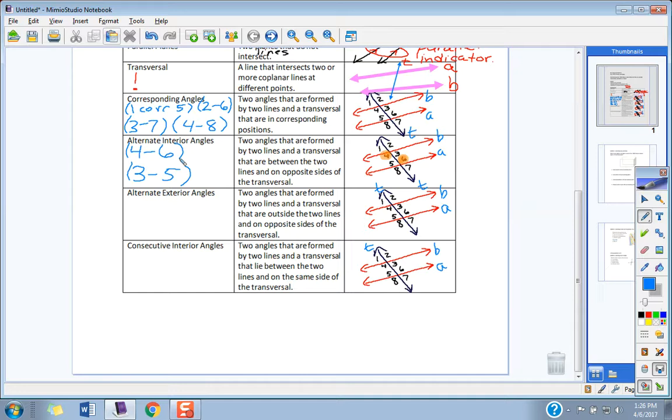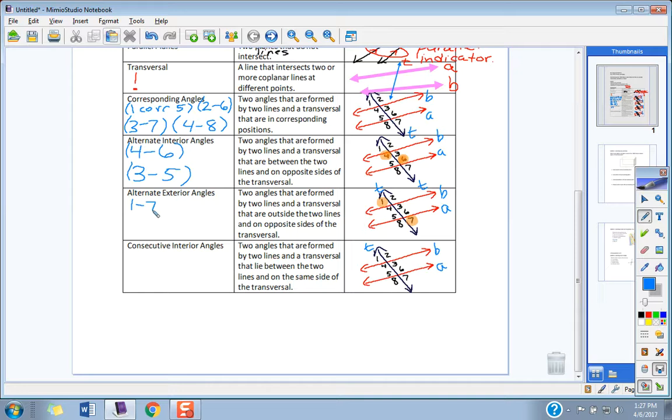Okay, so slow down for me. I'm a little old and I'm a little slow. Sorry. 1 and what? 7. Let me ask some questions. Are 1 and 7 outside my lines A and B? Yeah. Are they on alternate sides of the transversal? Yeah. So 1 is going to be alternate exterior to 7.